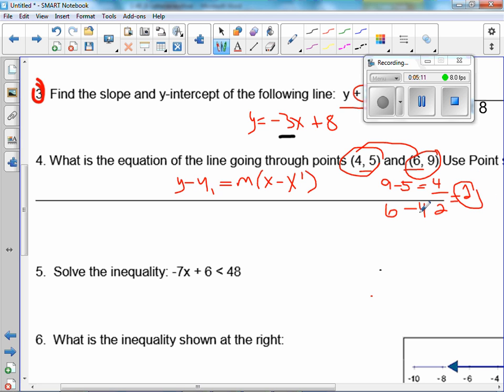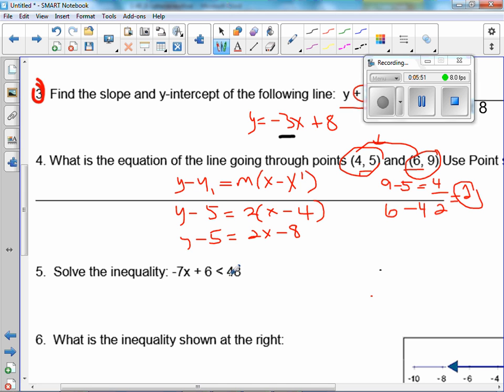So that's the m. Now we're going to use one of these points. It doesn't matter which one. So I'm just going to use this one and plug it into this formula. Y minus, what's our y? 5 equals, this m is 2. x minus, what's our x here? It's 4. Now just distribute. You're going to get 2x minus 8. And I'm just going to bring down the y minus 5.